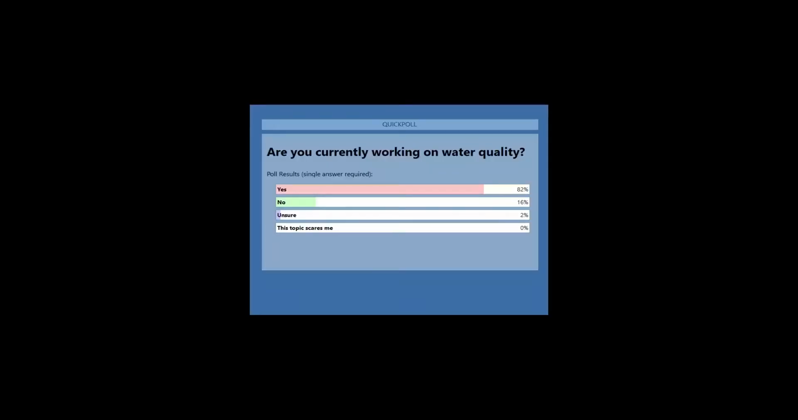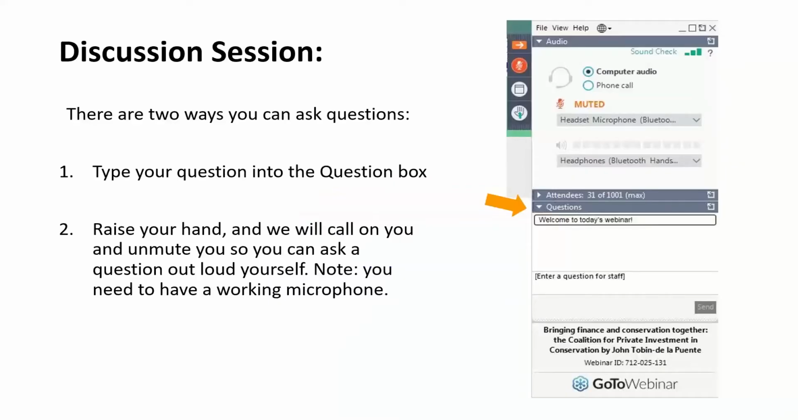Wow, okay, looks like most of you are currently working on water quality. Only 2% are unsure, and no one picked this topic scares me. So this is really encouraging, also very surprising that we have that many folks involved, which is wonderful. And that is a great tee-up. It's just great to know who's on the other side and who's joining us for the webinar today, so we appreciate it.